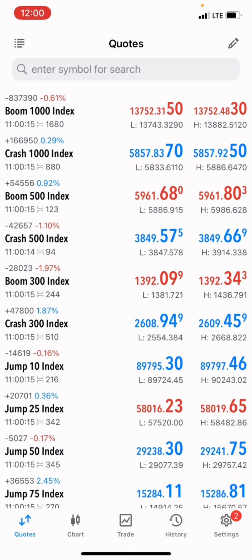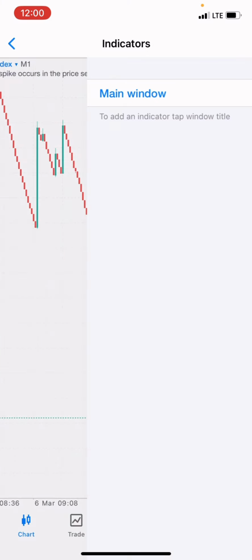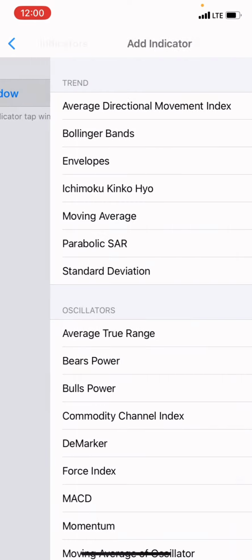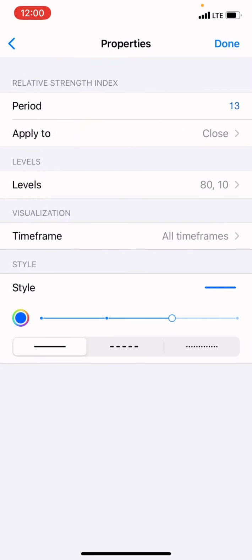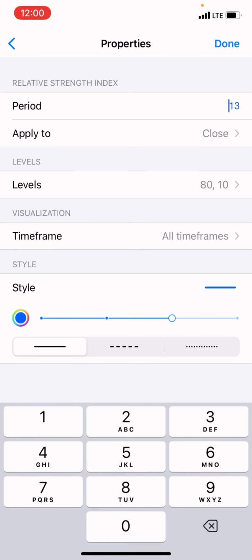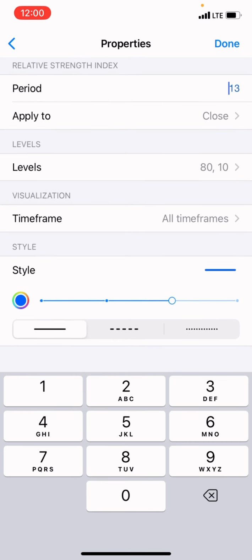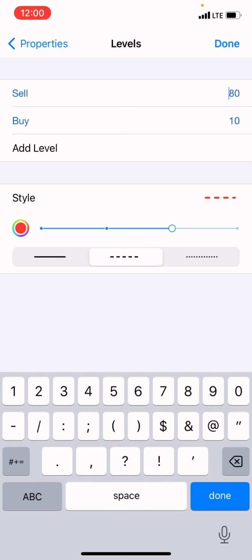Now we're going to start this with the Boom 1000 index. We're going to put in the first indicator, which is the relative strength index. All right, now we're going to look for the relative strength index and put the period on 13 while we apply it to close. Then the levels, you're going to put on 80 and you're going to put on 10, right? Then the style right here, you put it on 3 pixels.